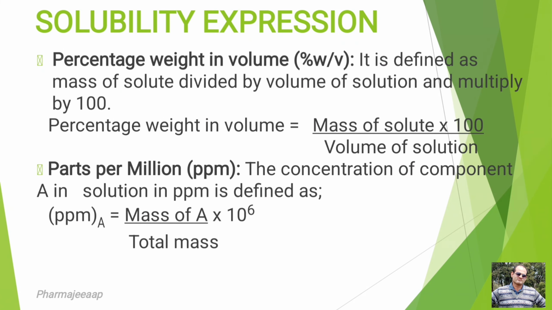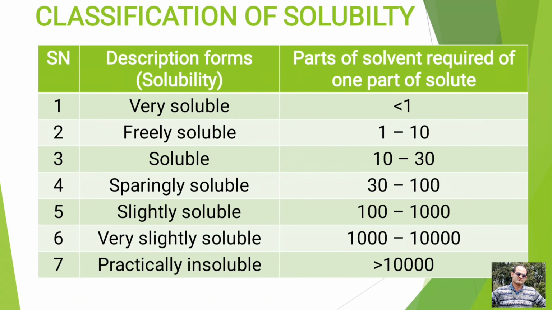Percent weight in volume is defined as the mass of solute divided by the volume of solution, multiplied by 100. Next is parts per million, that is ppm. The concentration of component A in solution in ppm is defined as ppm of A is equal to the mass of A, that means the weight of A, divided by the total mass, into 10 to the power 6.